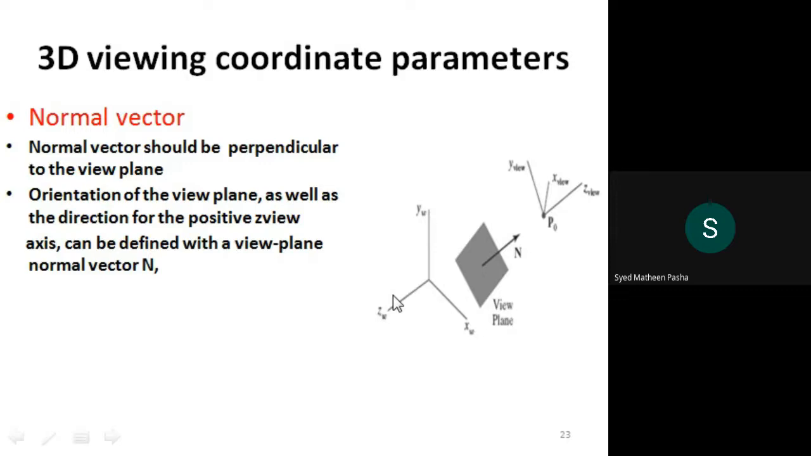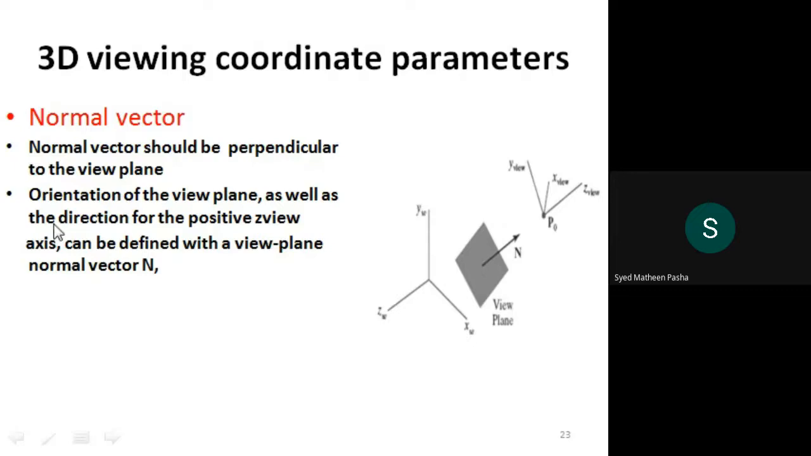So whatever view plane is being represented here, as I have taken this as an example, this is a view plane. It is actually a film with respect to the camera, which is focused towards the reference point. If you are pointing a camera in some direction, the view plane is normal with respect to that particular direction where the camera is being placed.